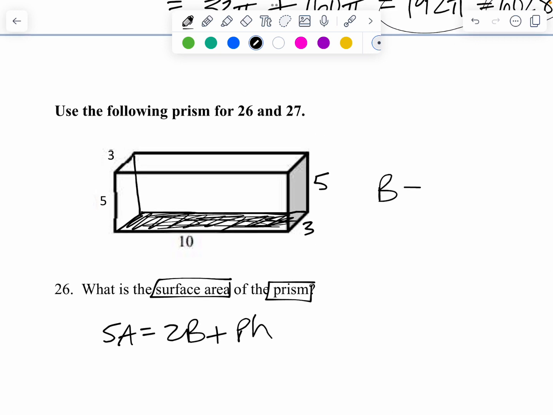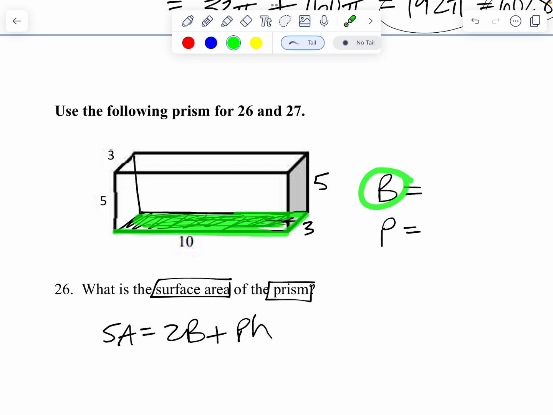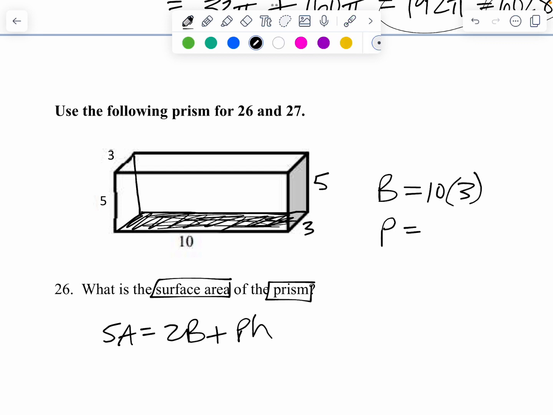I'm going to do B over here, and I'm going to do P over here. The base is just a rectangle. One of the sides is 10, and one of the sides is 3. And how much carpeting goes in this room? How much paint do you need to paint the floor? 10 times 3 is 30.